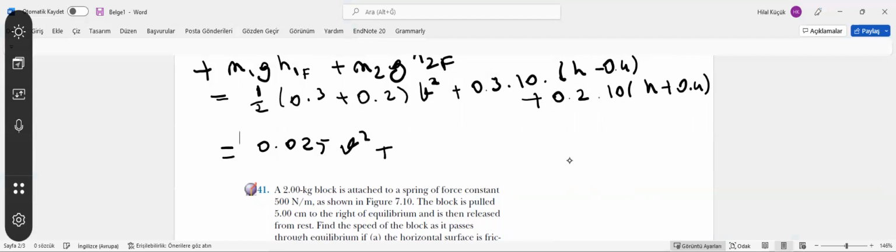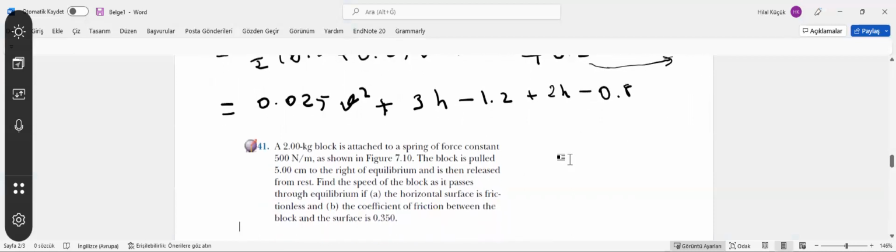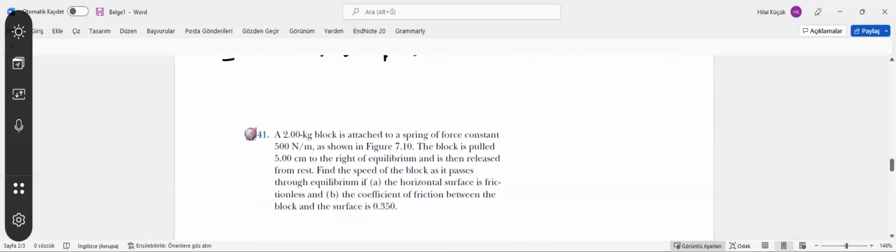AV square plus. Okay, just please do it. This is the math part: 3h minus 1.2 and 2h, and I just multiply. I spread it 0.8. Of course, you can do it. This part, I don't want to spend time.